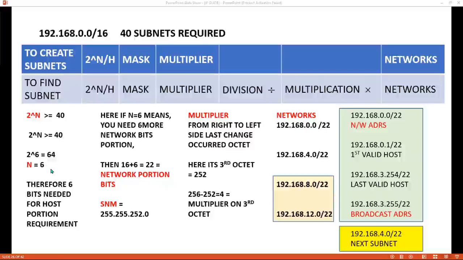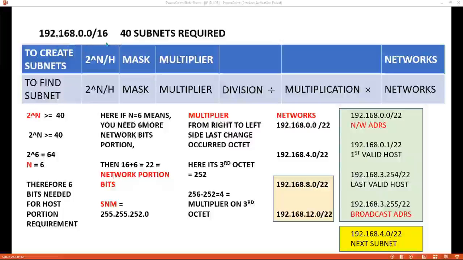Earlier what we did, if you find the 2 to the power h answer, you will deduct it from the 32 and you will consider the remaining all are network bits. Now it's not the scenario. You need new 6 bits from the host side into the network side now, which means you need 6 bits for the network side additionally.